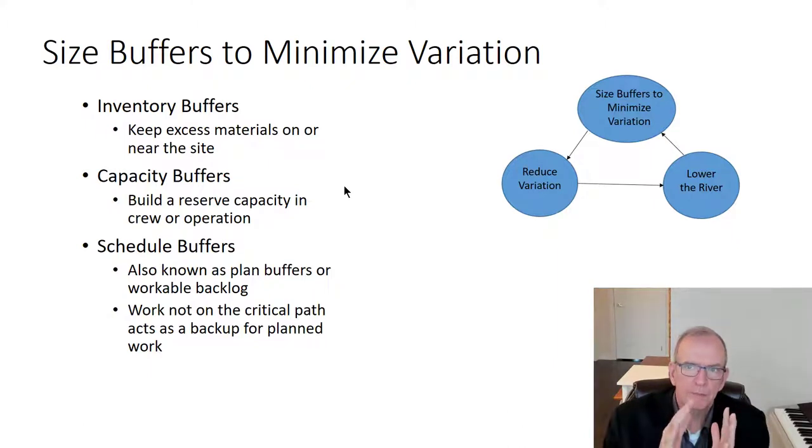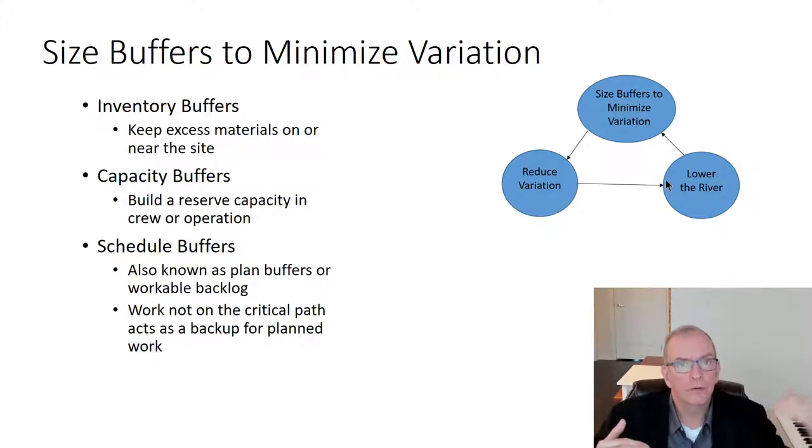So if we create buffers, we then work at trying to minimize them. So size buffers to minimize variation. So we've got enough on hand, as an example, inventory to do what we need to do, but don't have so much on hand that it's getting in the way and causing other problems. So we use it to reduce variation.